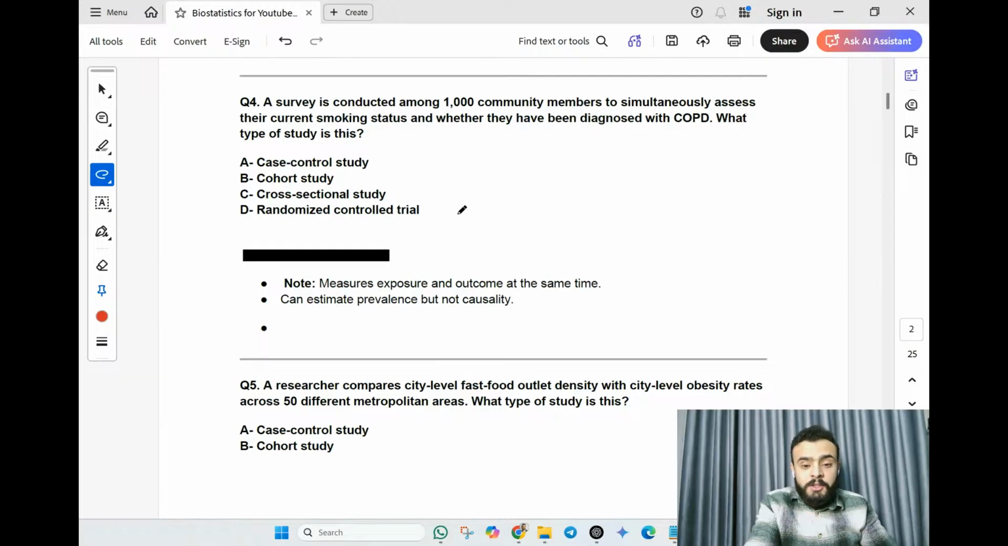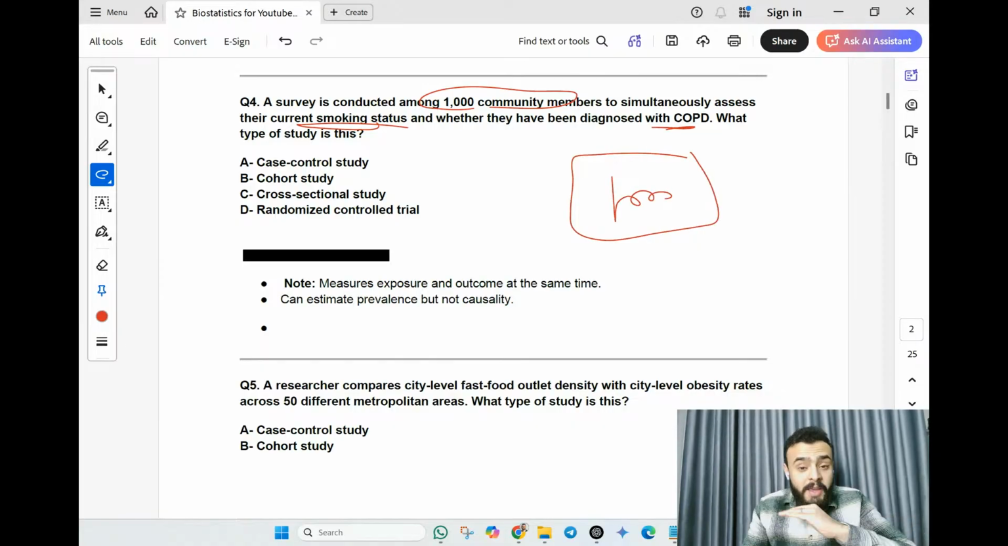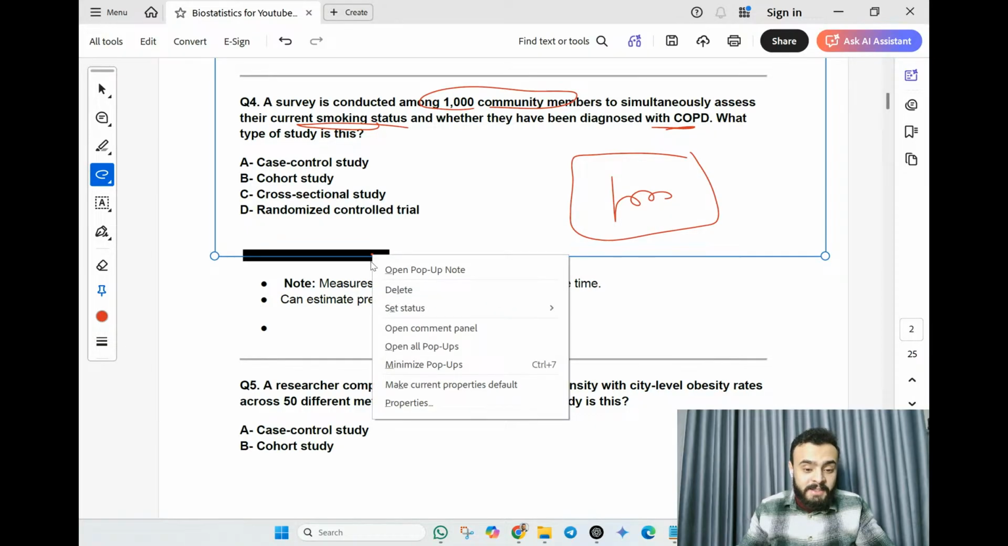A survey is conducted over 1,000 community members to simultaneously assess their current smoking status and whether they have been diagnosed with COPD. What type of study is that? Hmm. A survey over 1,000 people. A survey can be done in 1 day, 2 days, 1 week. What is the best study design used in surveys?